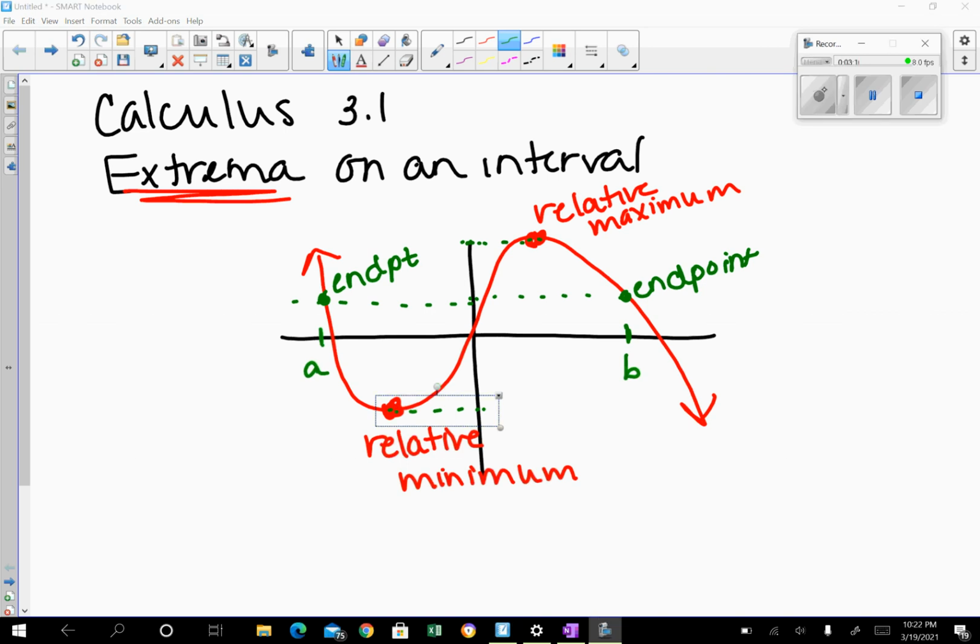Other things that we can talk about on the graph are, is it increasing or decreasing? So obviously our graph is decreasing here till it hits here, then it increases, and then it decreases. So we're going to look at an example, and we're going to use the derivative in order to find these points and if a function is increasing or decreasing.